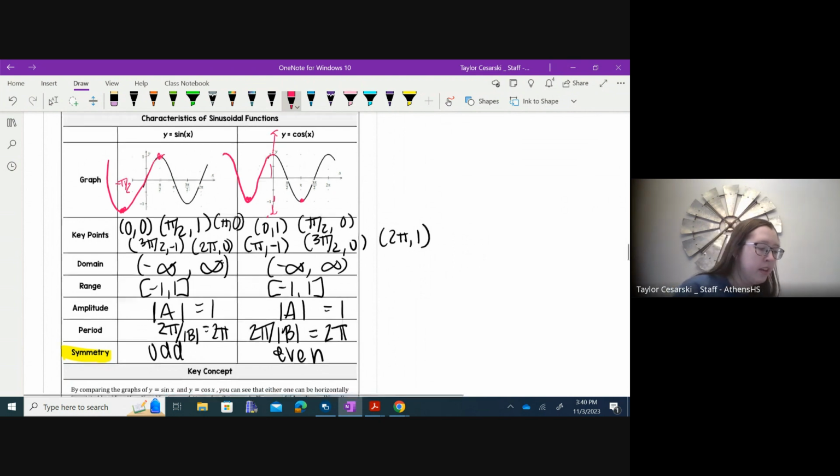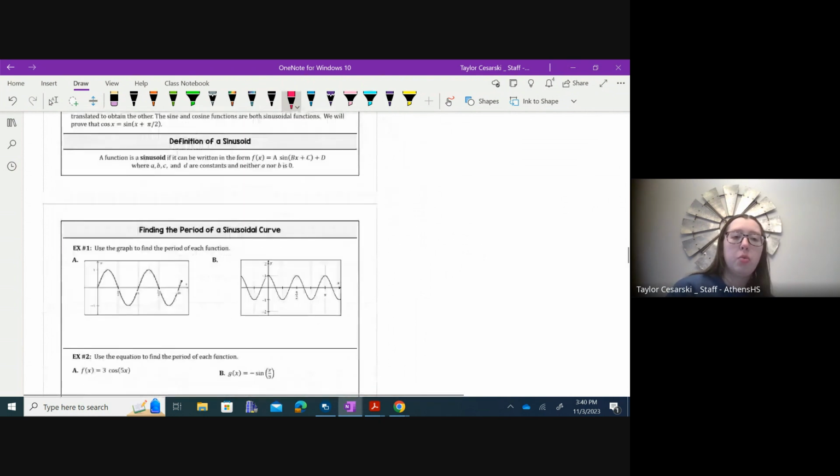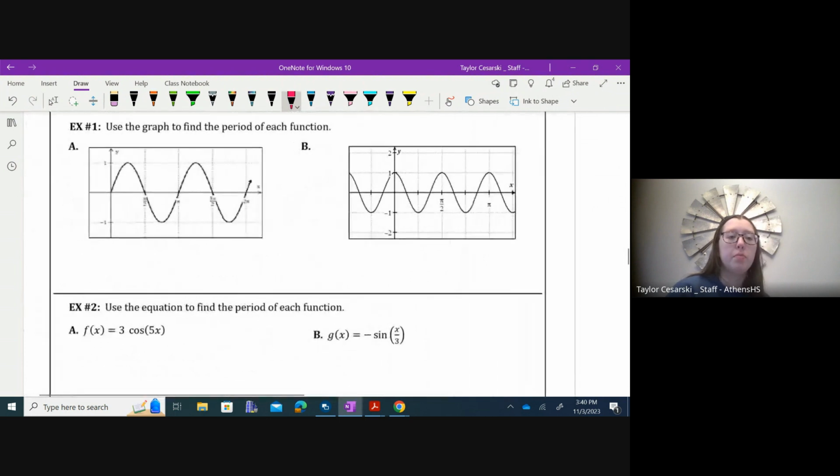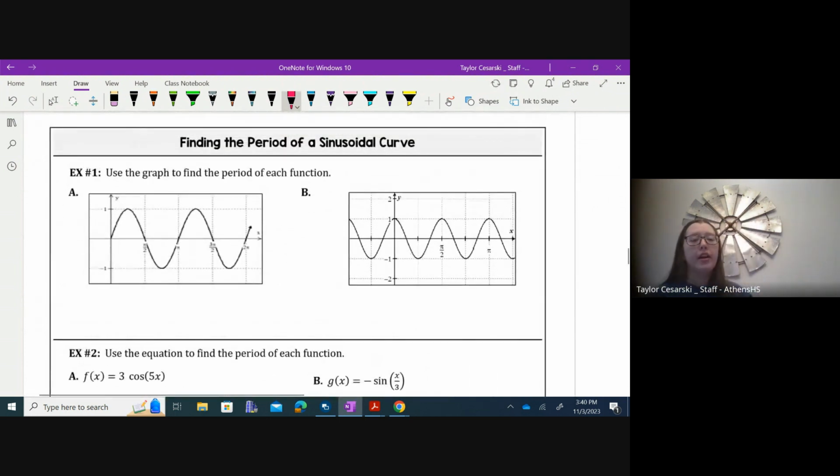All right, so a lot of this will be review of finding the period of a graph. Period is the distance, or how long it takes, to complete one full cycle. A lot of times in word problems, you'll see this as it completes one full revolution, or one cycle is completed every 5 minutes or something like that. That's just the period. That's all they're talking about.